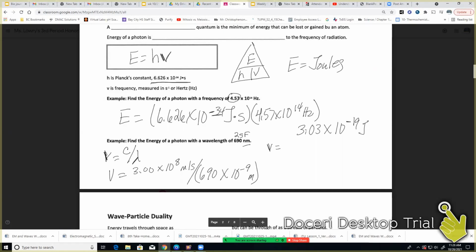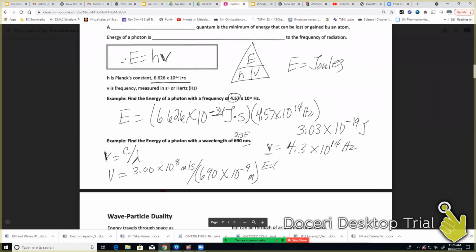And I have a large number being divided by a really small number, so my exponent should be larger than 8. Those are just kind of quick checks you can do. So I got 4.3 times 10 to the 14 hertz. And now I have my frequency. So now I can find out what I was actually trying to find, which is my energy.